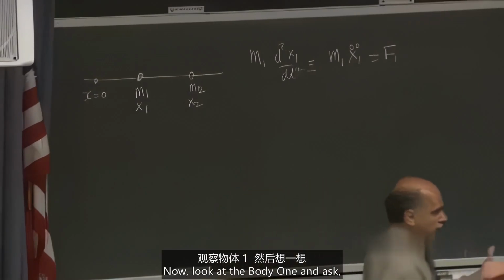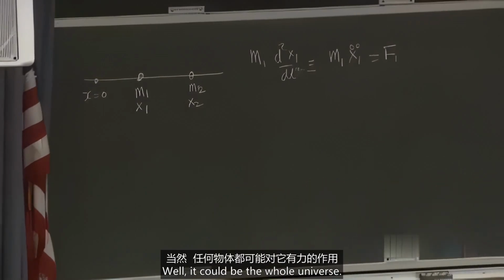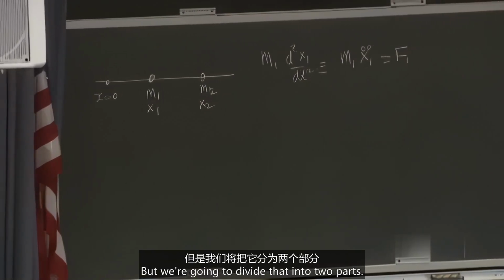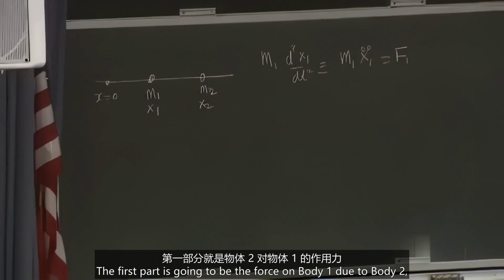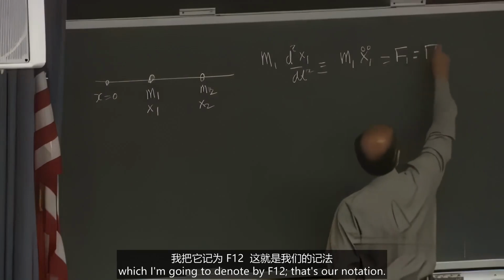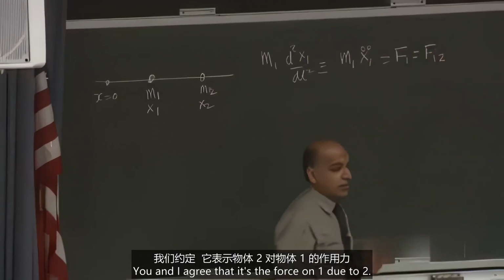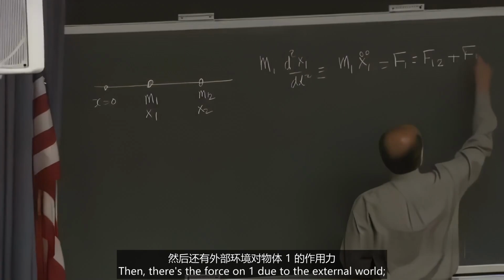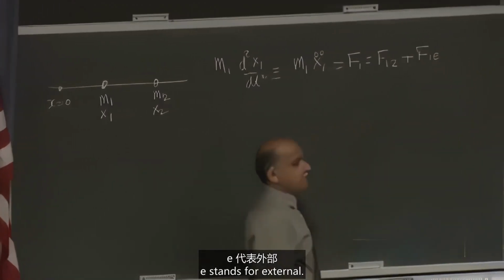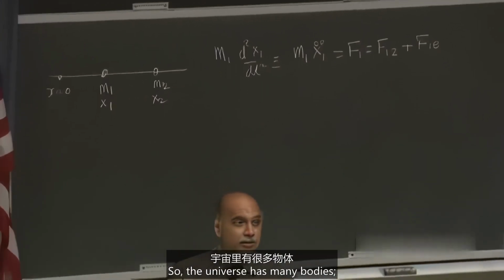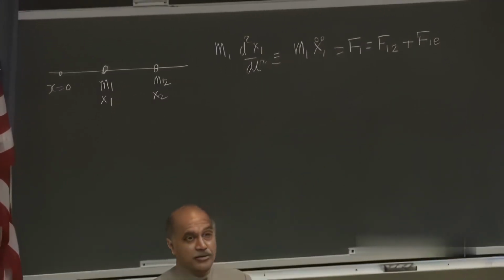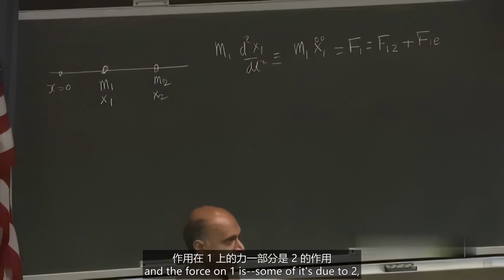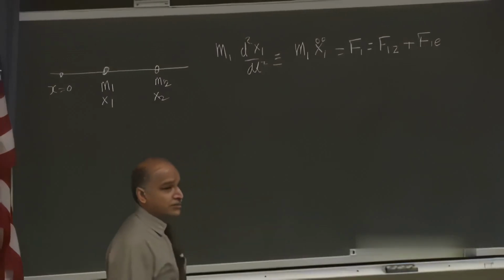Now look at the body 1 and ask, what are the forces acting on it? Well, it could be the whole universe. But we're going to divide that into 2 parts. The first part is going to be the force on body 1 due to body 2, which I'm going to denote by F12. That's our notation. You and I agree that's the force on 1 due to 2. Then there's the force on 1 due to the external world. E stands for external. That means everything outside these 2. So the universe has many bodies. I've just picked these 2 guys. They're 1 and 2, and the force on 1 is some of it's due to 2, and some of it's due to everything else.